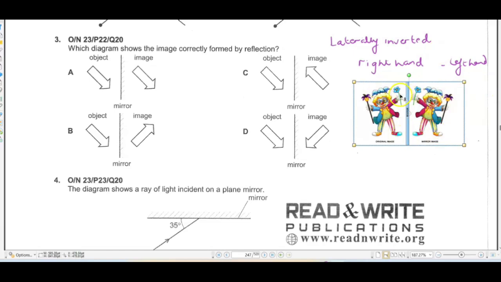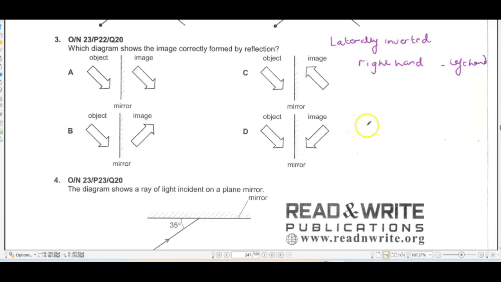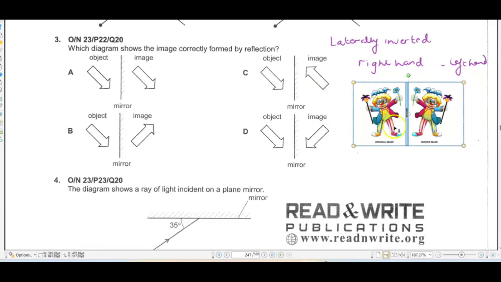Then this flower seems to be in his right hand, but in the image it is in his left hand. This side is over here and this side is over there. This is shown here, this is shown here. So now I think you have an idea of what lateral inversion is. If you pick up your right hand, in the mirror it is going to seem that you've picked up your left hand. So that is lateral inversion.